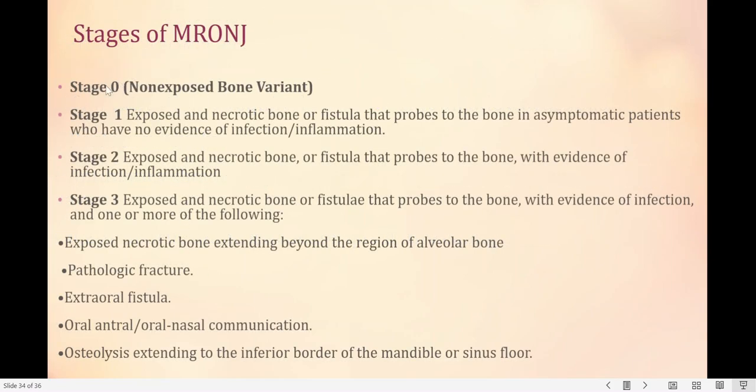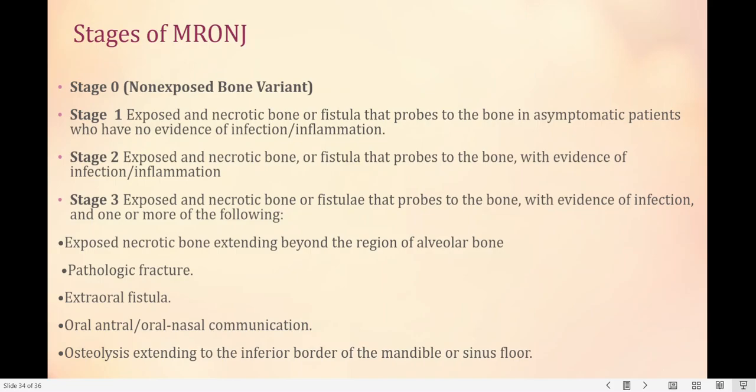Now, before discussing the medication related osteonecrosis of the jaw and how this is treated, we have to explain the different stages of osteonecrosis of the jaw, because treatment will depend upon these stages. Stage 0 is the non-exposed bone variant, and then we have stages 1 to 3, where there is exposure of the bone.